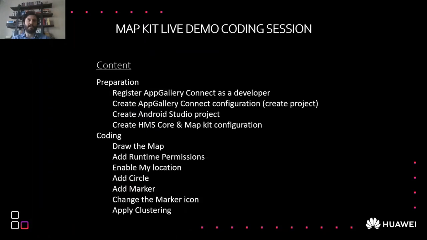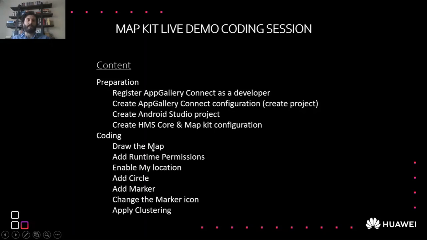So today's session will consist of two parts. First is the preparation part and then the coding part. In the preparation part, first you need to have a developer account. If you don't have one, please register on the AppGallery Connect website. After you log in on the console, we will create the project together, and we will also create an Android Studio project, and then we will bind them together, and we will do the HMS Core and Map Kit SDK configuration. After all of these are finished, we will start coding.